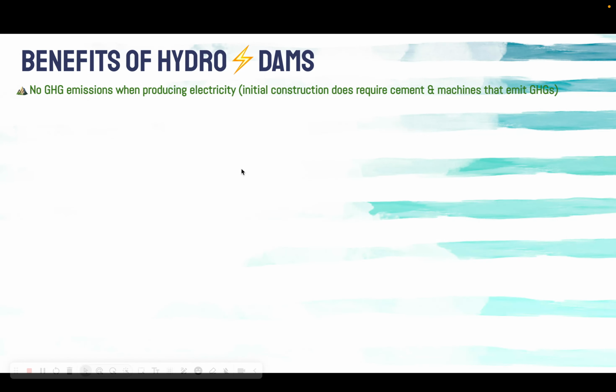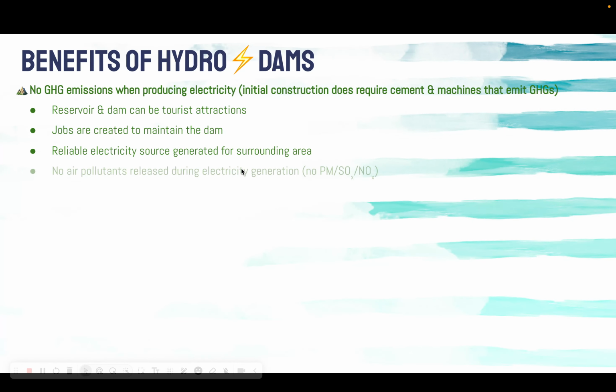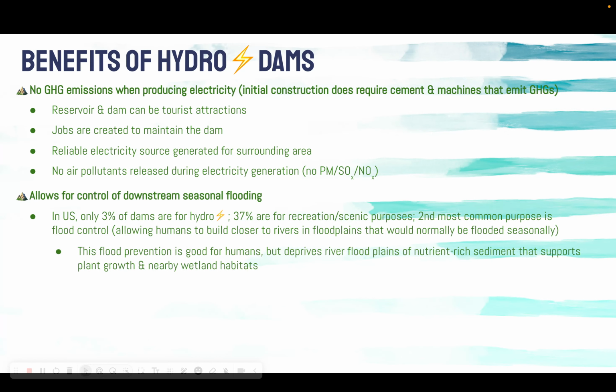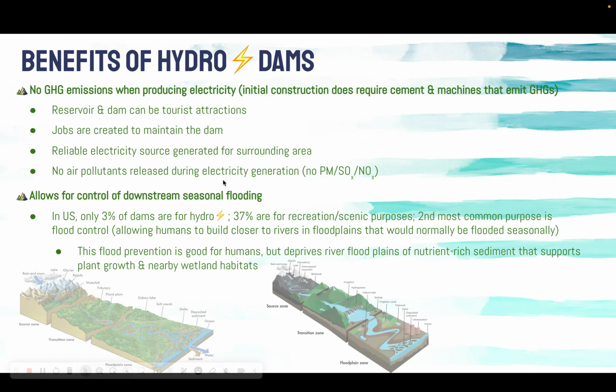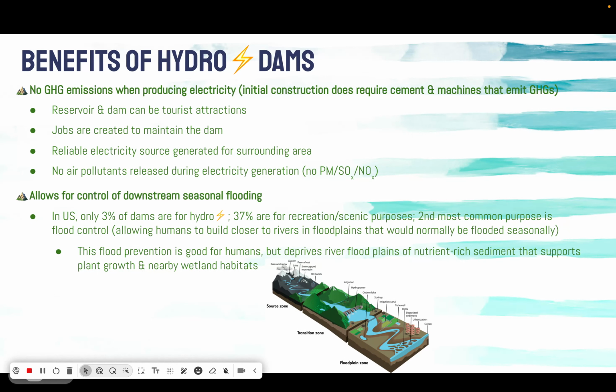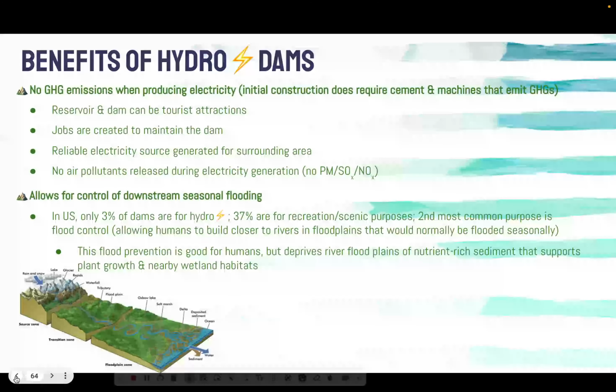Okay, so what are the benefits of dams? Well, there are no greenhouse gas emissions when we produce that electricity. The initial construction does require cement and machines, so that is an issue that causes greenhouse gas emissions. But the reservoirs and dams can be tourist attractions, and the jobs that are created to maintain the dams are actually a good thing. And then there's a reliable electricity source generated for the surrounding area. There's no air pollution being released, like we already mentioned. So those are all benefits.